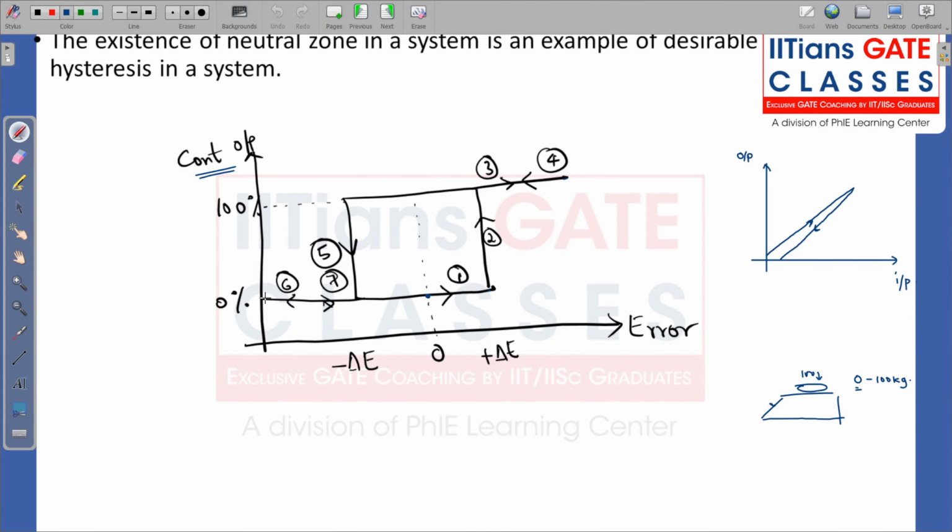It will remain switched off, and once again this process keeps on continuing. So this is a kind of hysteresis. And always remember, the hysteresis curve is cyclic in nature.